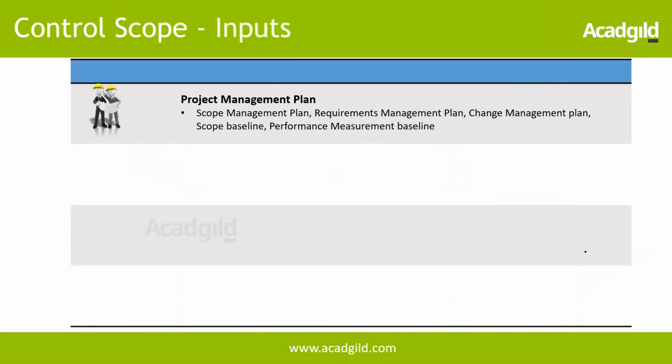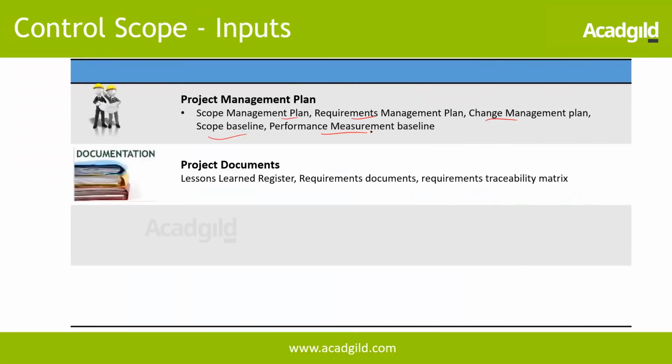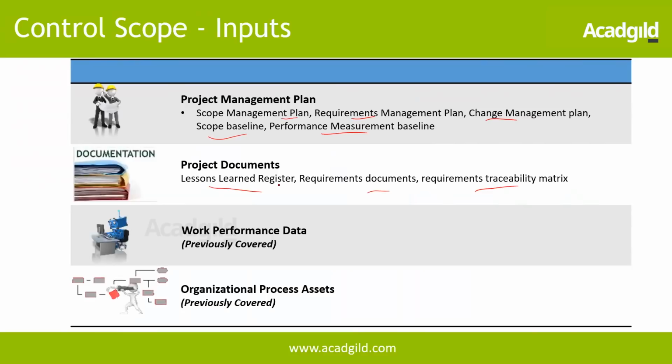So the inputs, project management plan. Some of the subsidiary plans could be your scope management plan, requirements management plan, change management plan, scope baseline, performance measurement baseline. These are some of the documents that are part of the project management plan. Then we have some project documents like the requirements document, RTM, and lessons learned register. Then the work performance data, the raw data of all the activities, and then OPA.